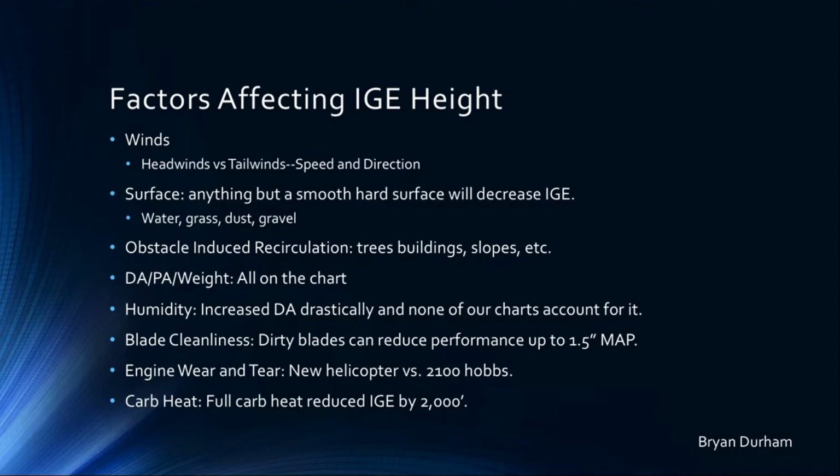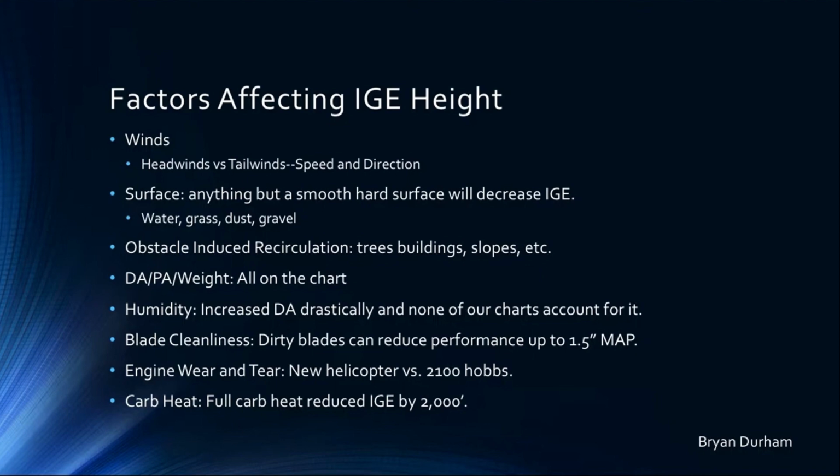Density altitude, pressure altitude, weight, those are all factored in on your chart, so that wouldn't be something that I would necessarily have them write down in their books or in their POH, but just double checking that they understand it. Humidity is going to mess with it. Blade cleanliness is going to really screw with it. If you have dirty blades, it can decrease your performance up to 1.5 inches.